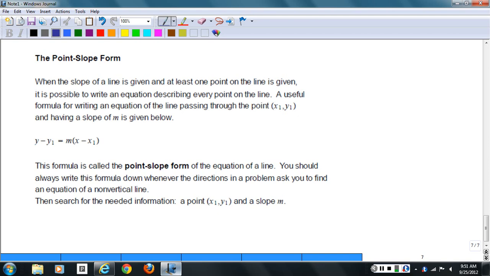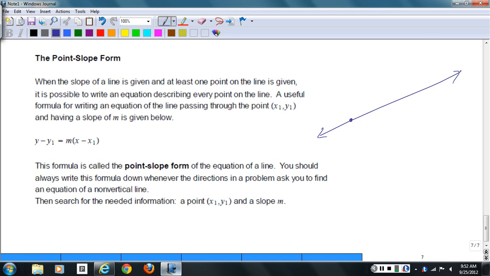To kind of see where this point slope form comes from, consider a straight line. We can do this with lines with positive slope. We can do this with lines with negative slope. Even a horizontal line with a slope of 0, we can use the point slope form. Just know that the point slope form cannot be used to write an equation of a vertical line, because to do so you need a point and a slope, and vertical lines do not have a slope. So for non-vertical lines, this is going to be a very effective way of finding an equation of a line.